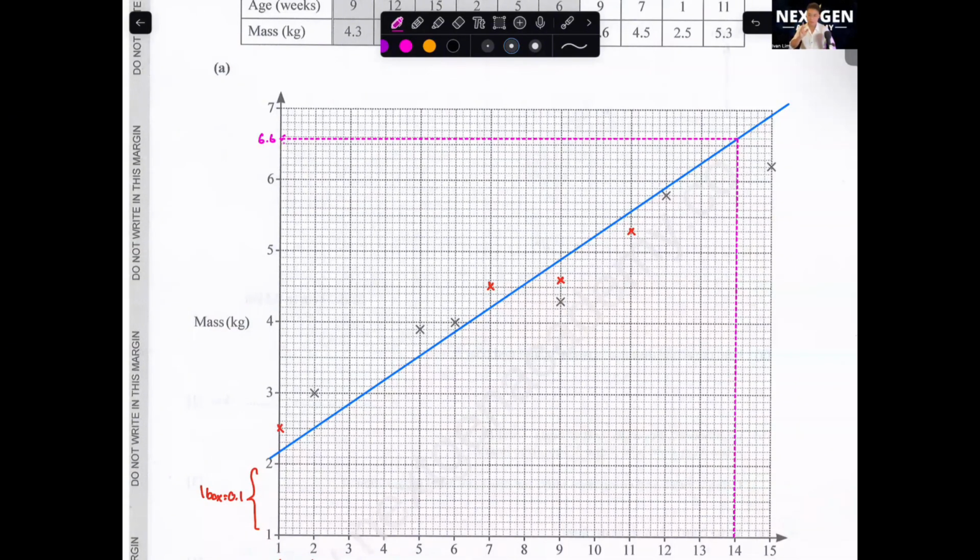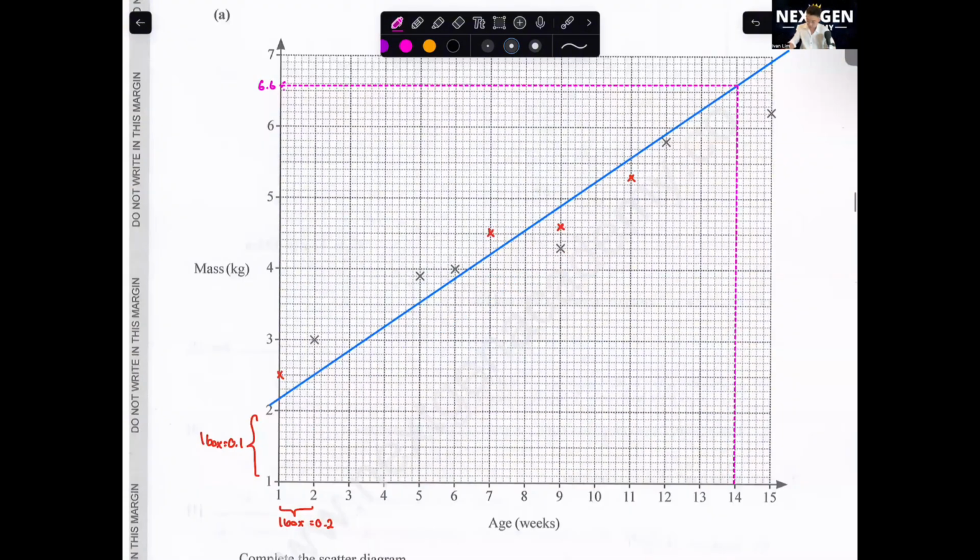Depends on the marker, how they mark your paper. So we don't want to. We know the rules already, we stick to the rules. Because it's called the line of best fit, best fit should balance off. So based on mine, it is 6.6.